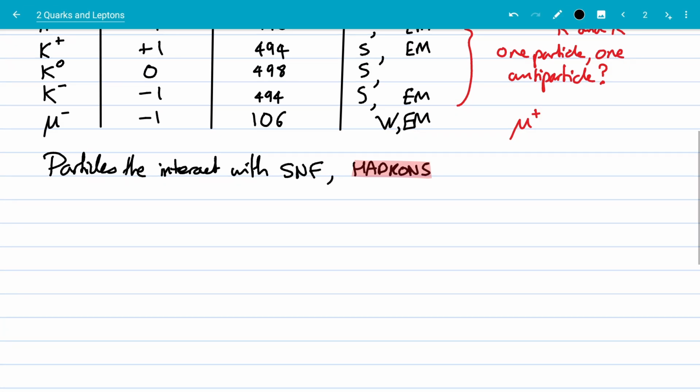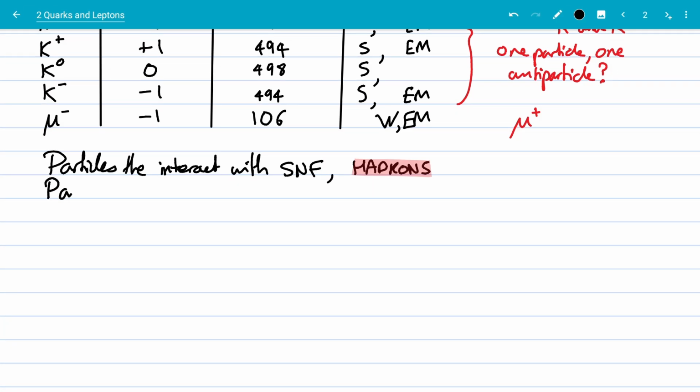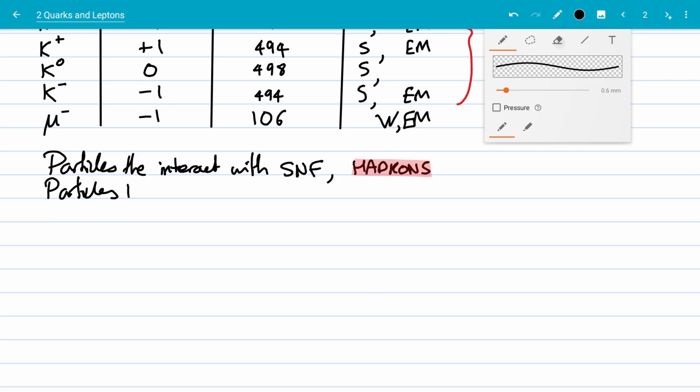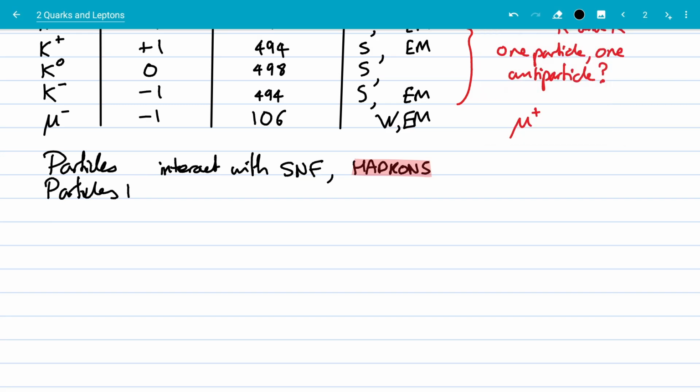Particles that don't, let's write it in full. Particles, I should say that, not the. Let's delete that and rewrite it. It's worth making your notes look good. Particles that interact, or let's say do not interact, with strong nuclear force. We call those leptons. That's just what we call them.